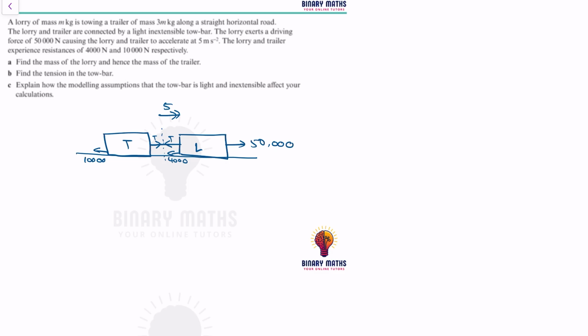Find the mass of the lorry and hence the mass of the trailer. So if I want to find the mass, which we don't know, then we need to apply, oh, we do know the mass actually. So this is m. If the mass is m kg, then the lorry has weight mg. And if the mass is 3m kg, then the weight of the trailer is 3mg.